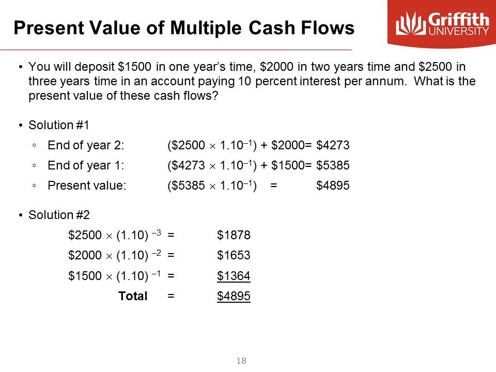And here we have an example on how to calculate the present value of uneven cash flows. Again, we can solve by either discounting back 1 year at a time, as presented in solution number 1, or calculating the present value of each cash flow first and then totaling them as presented in solution number 2. Again, the result should be equal using either method.